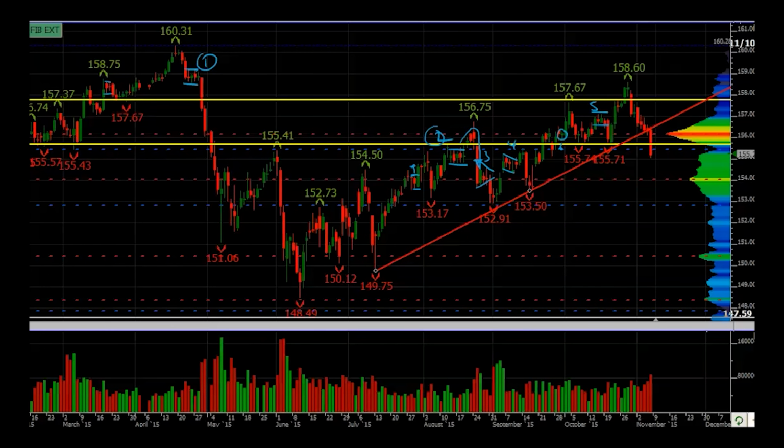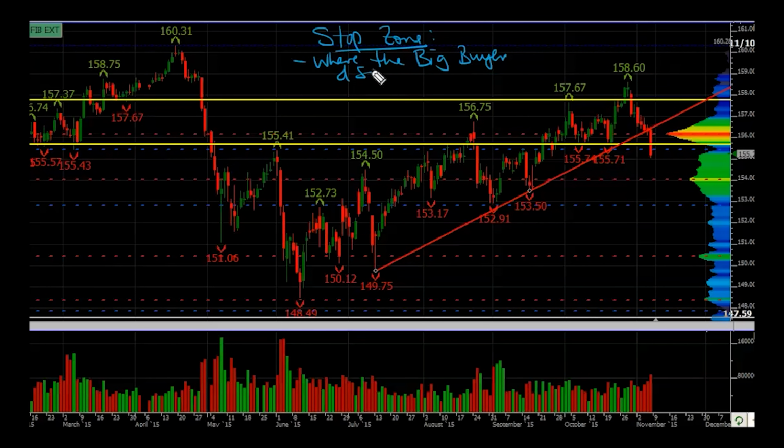Now, that's examples of range contraction. In terms of stop zones, in order to characterize a stop zone, you have to understand where the big buyers and sellers know that they're wrong. Where are they wrong? So we want to find out where the big buyers and sellers are wrong.